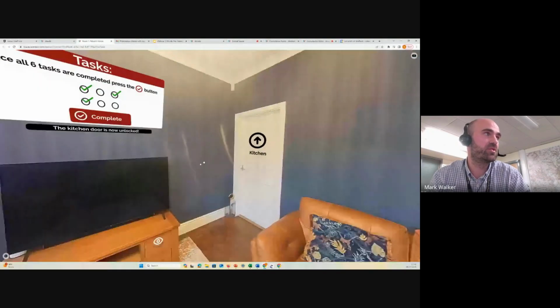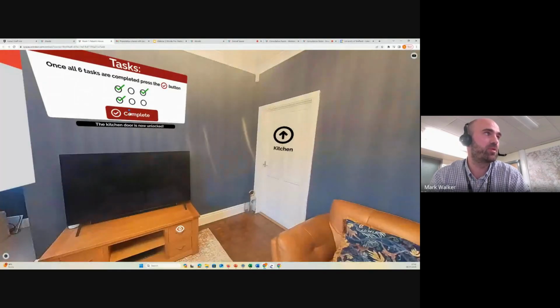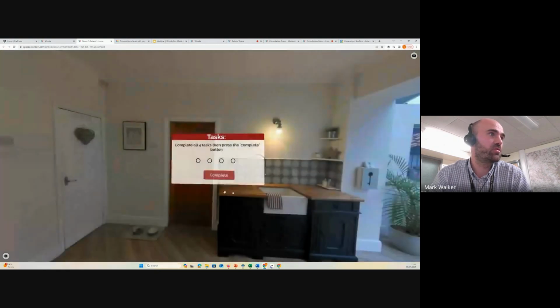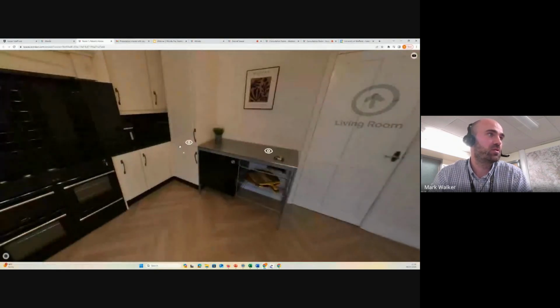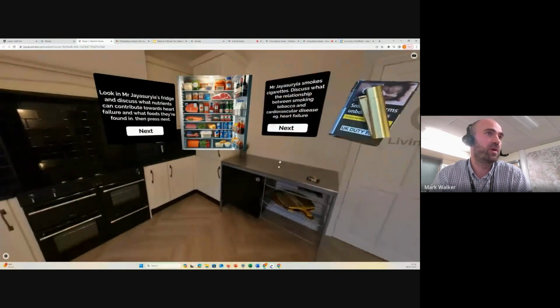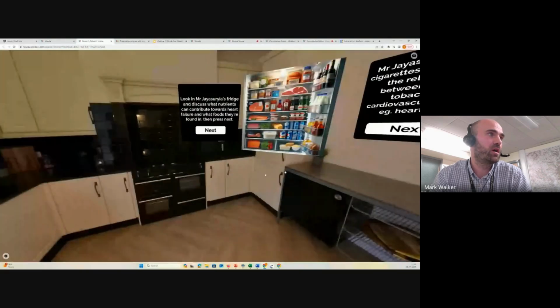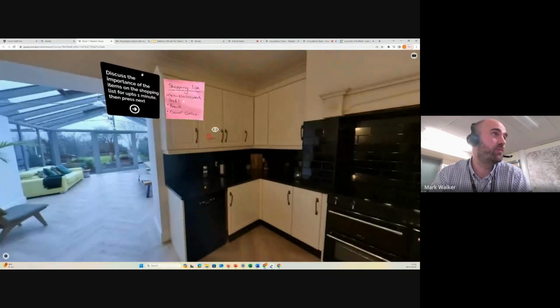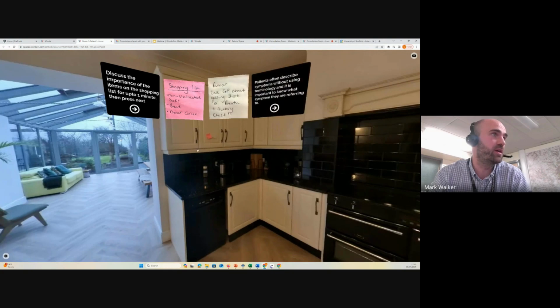Unfortunately, there's no way to stop somebody pressing complete. So I've actually shortcutted this a bit just for brevity to get through to the kitchen. So you can go through to this person's kitchen. You can look in their fridge to think about the foods they're eating. You get some information about smoking. You can see what they're buying here. So everything is a clue to what's going on with their heart failure.